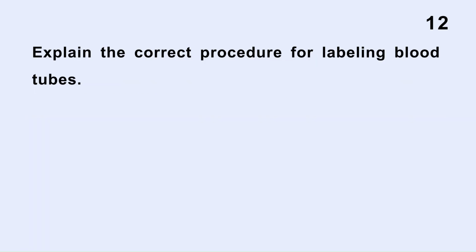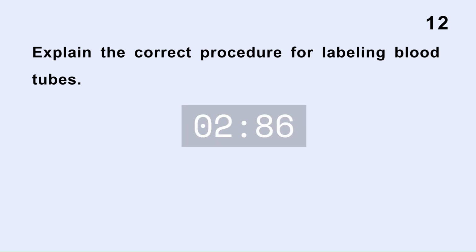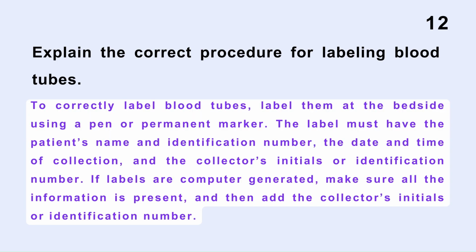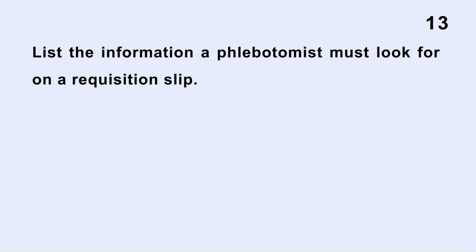site. Number 12. Explain the correct procedure for labeling blood tubes. To correctly label blood tubes, label them at the bedside using a pen or permanent marker. The label must have the patient's name and identification number, the date and time of collection, and the collector's initials or identification number. If labels are computer-generated, make sure all the information is present, and then add the collector's initials or identification number.